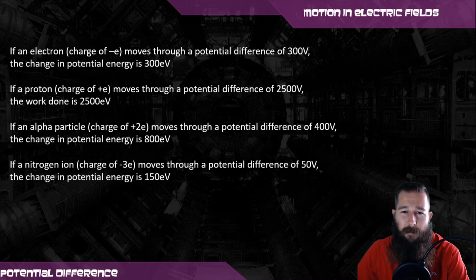A few examples of what this means. If an electron moves through a potential difference of 300 volts, the change in potential energy is 300 electron volts. If an alpha particle, which has a charge of positive 2, moves through a potential difference of 400 volts, the energy is per charge, and because we've got a plus 2, the change in potential energy is 2 times the 400 volts, being 800 electron volts.